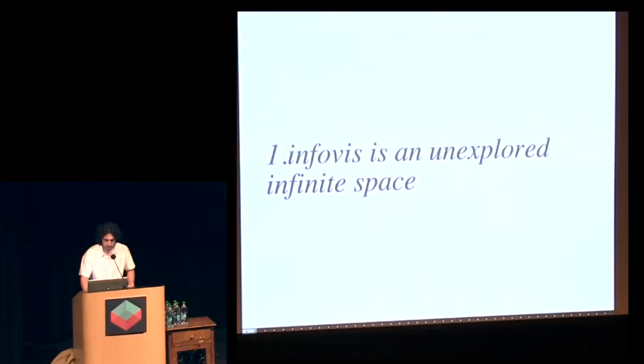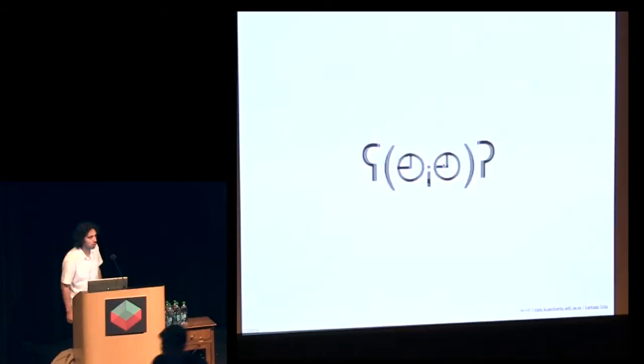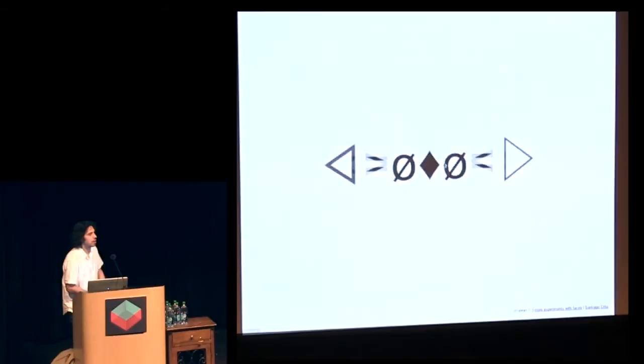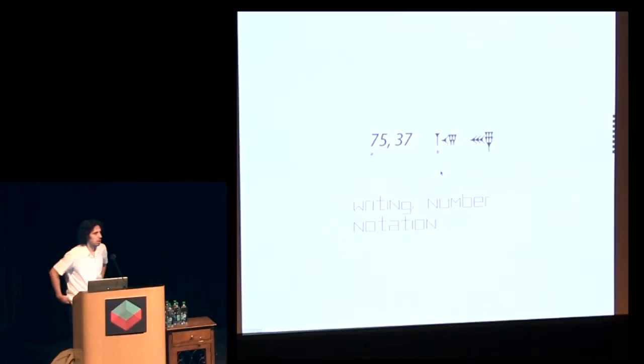Okay, InfoVis as an unexplored infinite space. Combinatorics, right? It's something that was already mentioned in some talks. With a few Unicode characters, you can build millions and millions of faces. This is the power of combinatorics, right? In information visualization, the same happens, and with greater complexity.